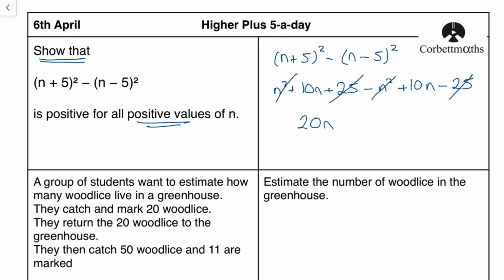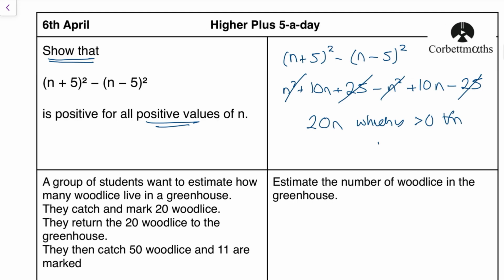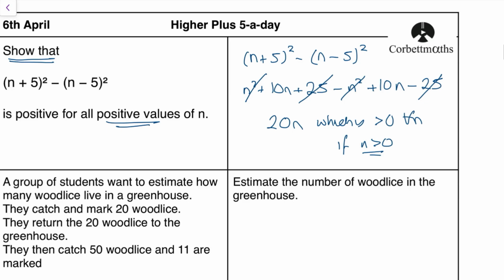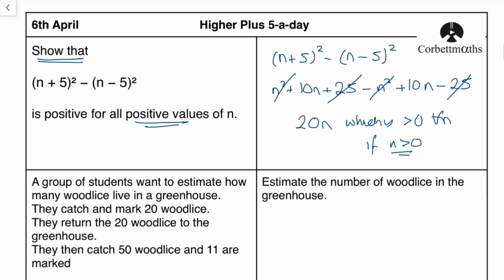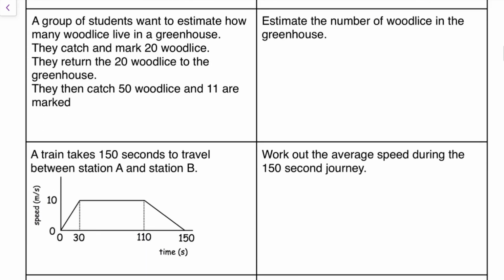What am I trying to show? I'm trying to show this is positive. So I just need to make a clear statement that 20n is greater than 0 for all n. The upside down A just means for all, if n is greater than 0. Which is okay, right? So basically if n is greater than 0, then 20n is greater than 0. That's fine. Okay, next question.